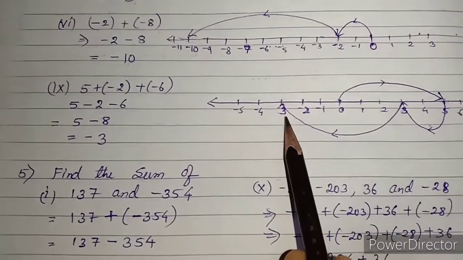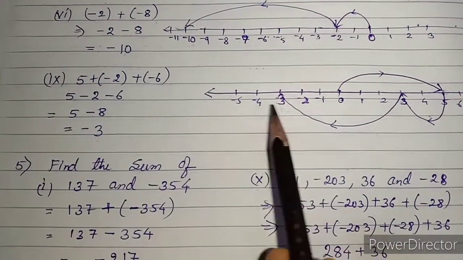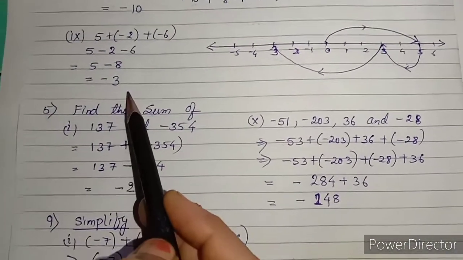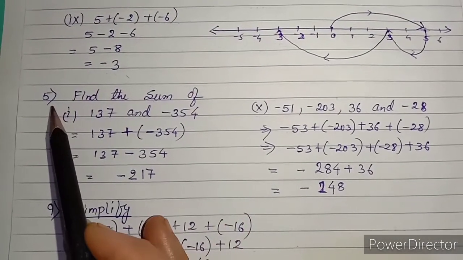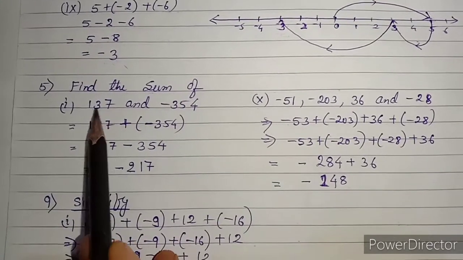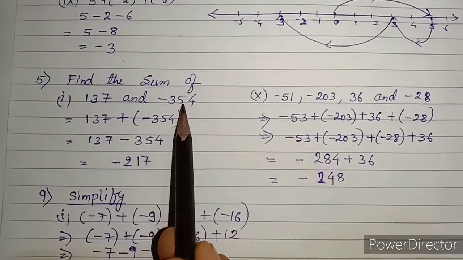So minus 3 is here the answer on the number line, and in the calculation also you are getting minus 3 as the answer here. Next question is question number 5. Find the sum of 137 and minus 354.